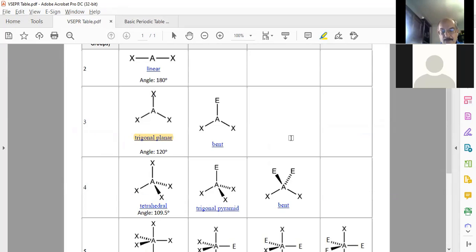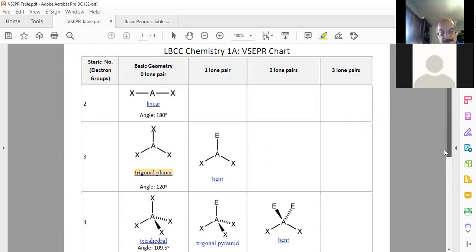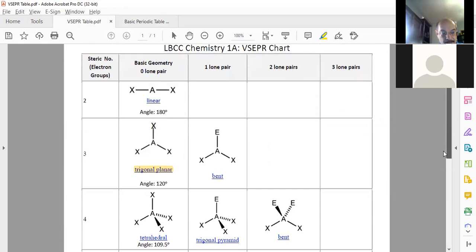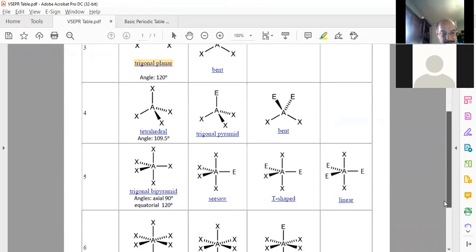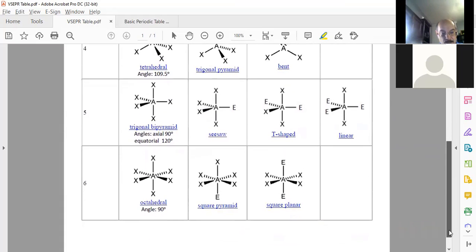So remember, we're looking for 6 electron groups overall. According to the table, we look on the left side for 6. That's the steric number, the number of electron groups around the central atom. But in our case, we had one that had a lone pair, and that was the IF5. I don't know how to draw on this. So this would be a square pyramid, right?